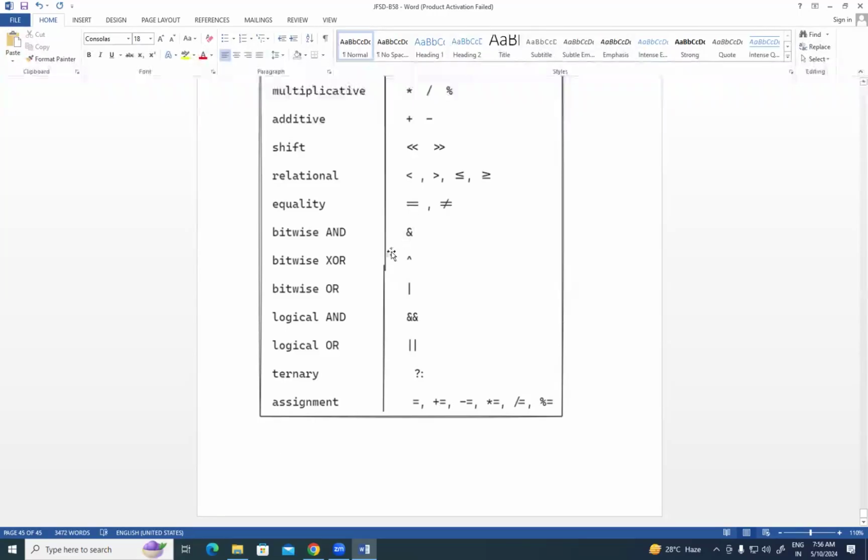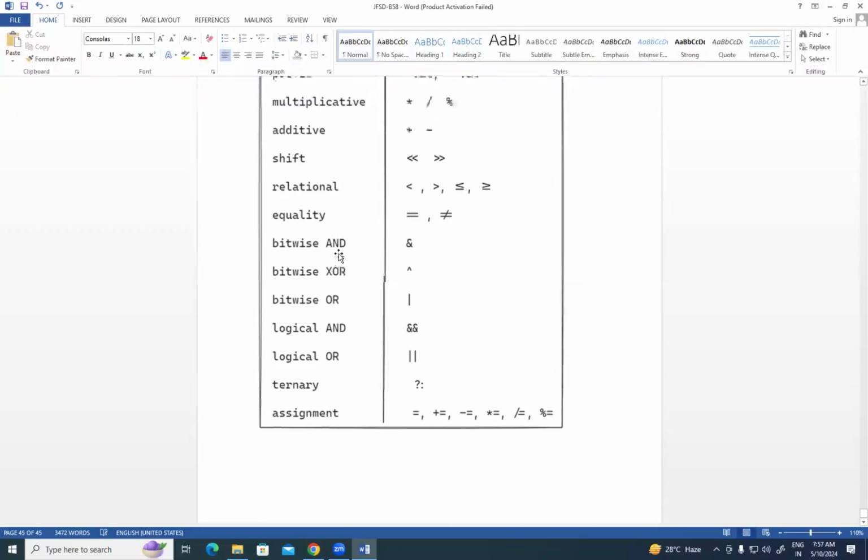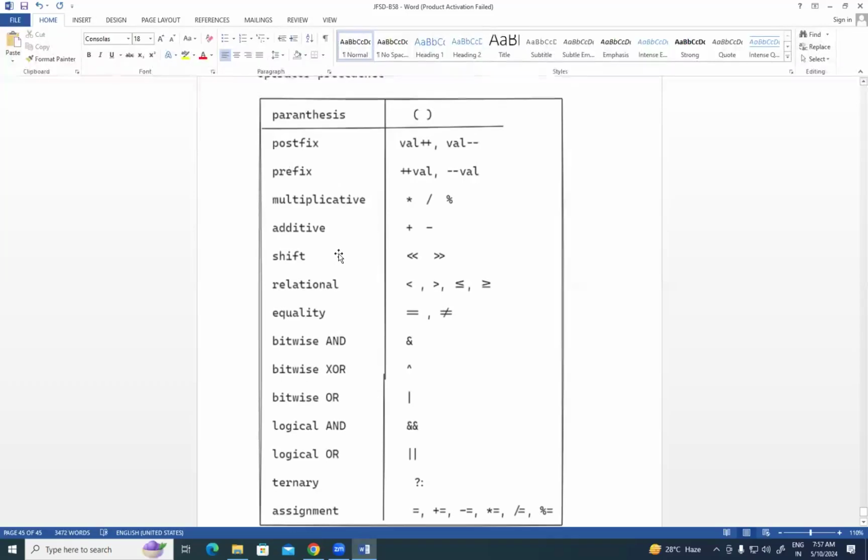Then the next precedence goes to bitwise AND. Next goes to bitwise XOR. Then bitwise OR. Next precedence goes to logical AND. Next OR. Next ternary. The least priority goes to assignment: equal to, plus equal to, minus equal to. These are all called assignment. Folks, everyone online, what is this table?